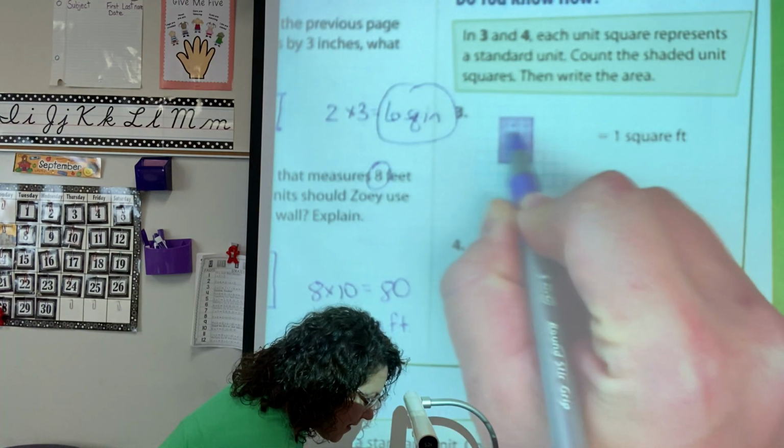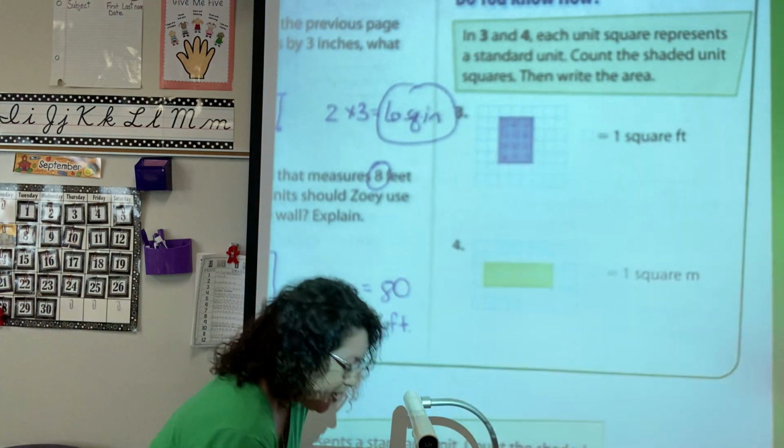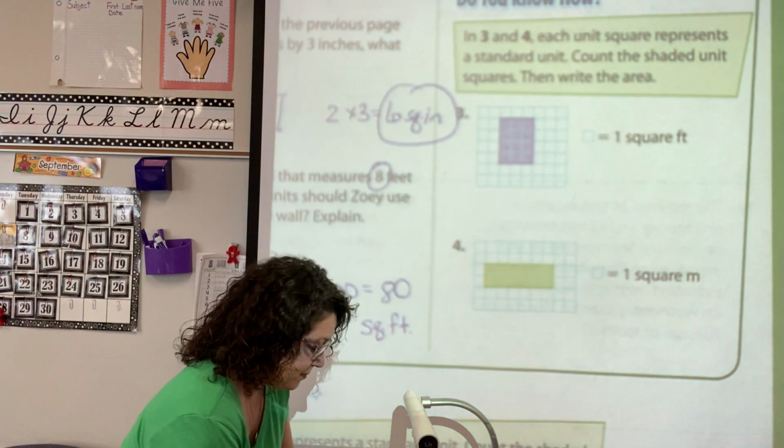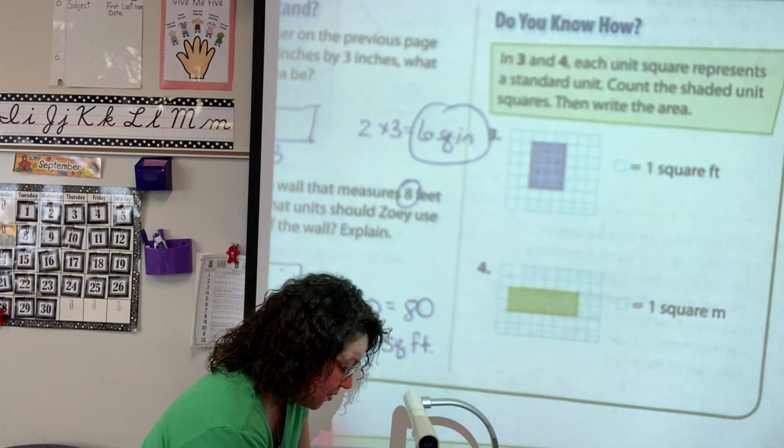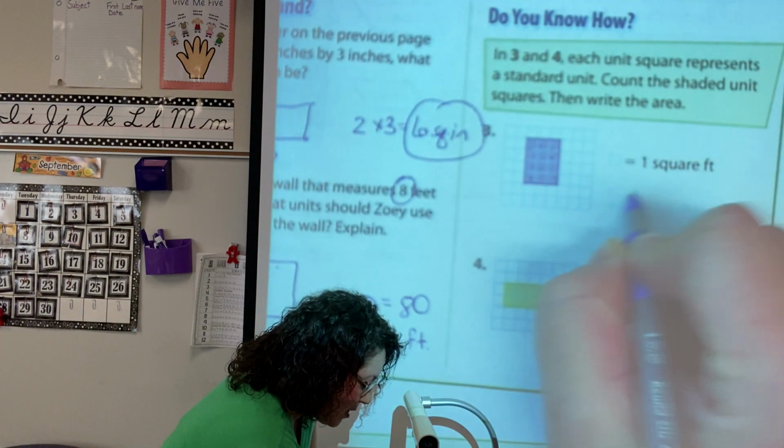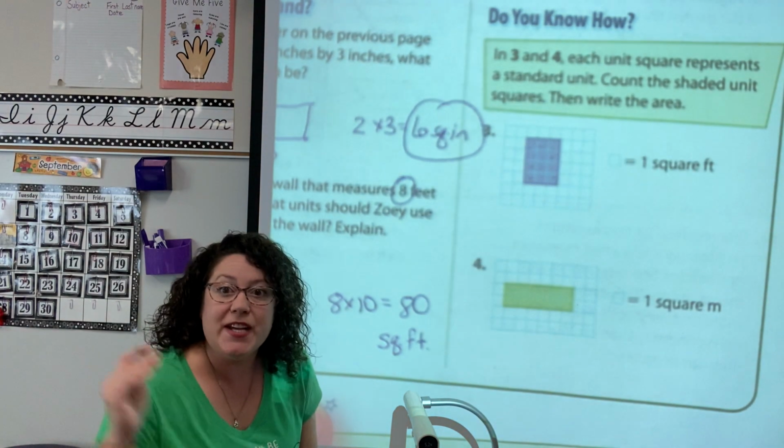1, 2, 3, 4, 5, 6, 7, 8, 9, 10, 11, 12. I counted 12. And again, I put little dots in there just to make sure I can count them all and don't miscount. Or I can do my multiplication.